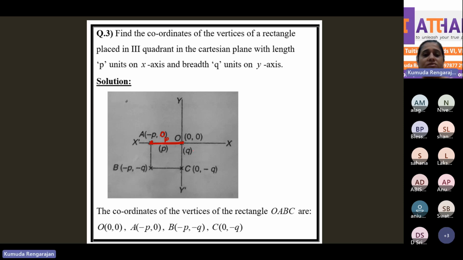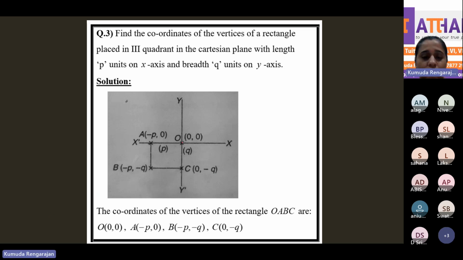And then Q units breadth. Breadth, Q units on the y-axis. So Q units on the y-axis can be here or here. But since the rectangle lies in the third quadrant, it has to be here. Q units. So this one will be minus Q, because this is the negative side of the y-axis. And on the y-axis, the x-coordinate is 0. So clearly it is 0, minus Q.